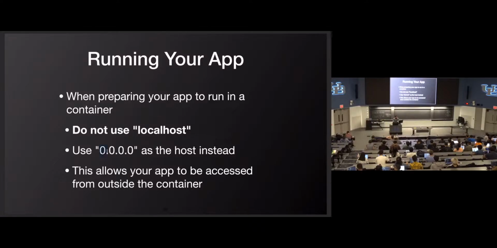And whenever you're coding your app, inside the code, we saw this in my examples, don't use localhost as the host. Use 0.0.0.0. If you do localhost, you won't be able to access your app when it's running inside a Docker container. Make sure you're using these zeros as a host.